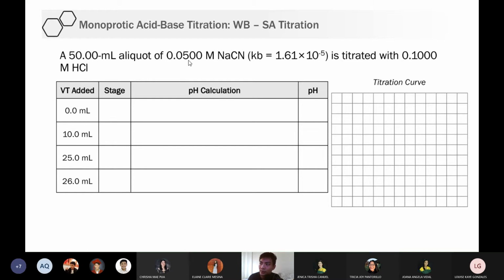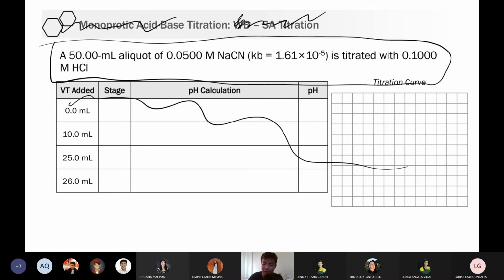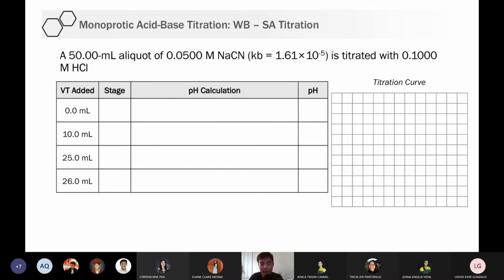A 50 mL aliquot of 0.05 molar sodium cyanide, Kb is 1.61 times 10 raised to negative 5, is titrated with 0.1 molar HCl. What's the answer? Kunwari, wala to, kasi sa exam, wala yan. Wala din tong table na to. Ito lang yung nakalagay doon. Tas yung volume, kailangan masanay tayo sa ganun. Don't worry, may bibigay akong worksheet para mag-practice kayo, and with answers din yan.